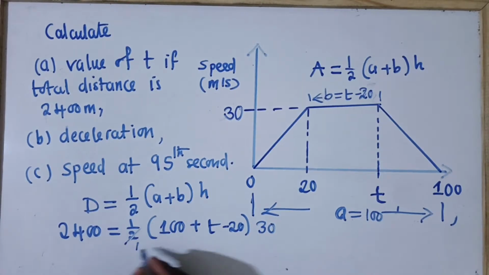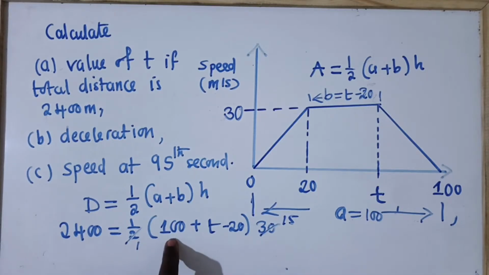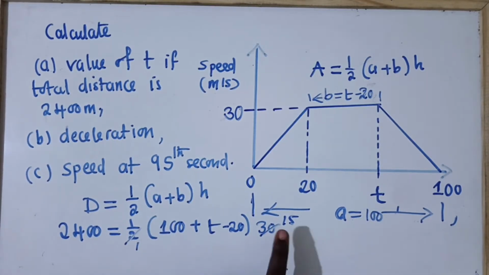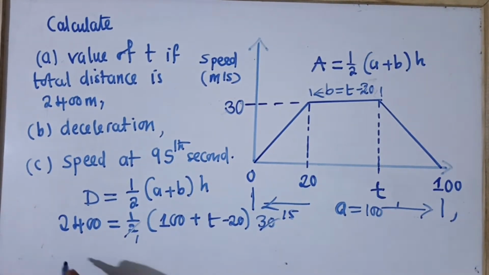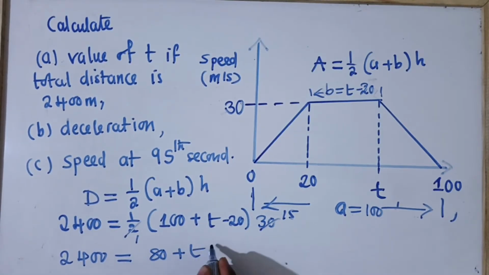So 2 into 2, it's a 1. Into 30, it's a 15. So if you want here, there are two methods. If you get this 15 multiplied by 100, and actually before you multiply by 100, you can simplify what is inside the brackets here. So we can say 2400 is equal to this 20 and 100 here. We can say 100 minus 20, which will give us 80, because they are like terms. And we've got t here, 15 there.